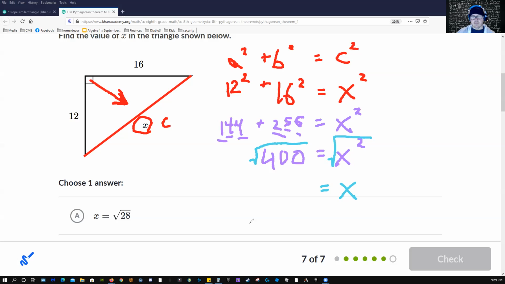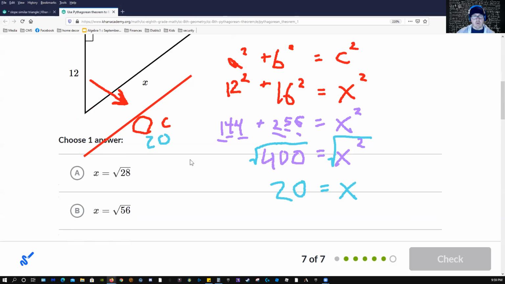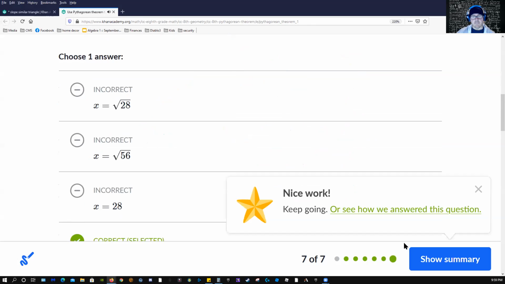Square root of 400. If you punch that into your device, unless you know it by heart, for me, I would type in 400 and then I hit the button and it's 20. So x is equal to 20. So I look for it. 20. Bingo. Hooray.